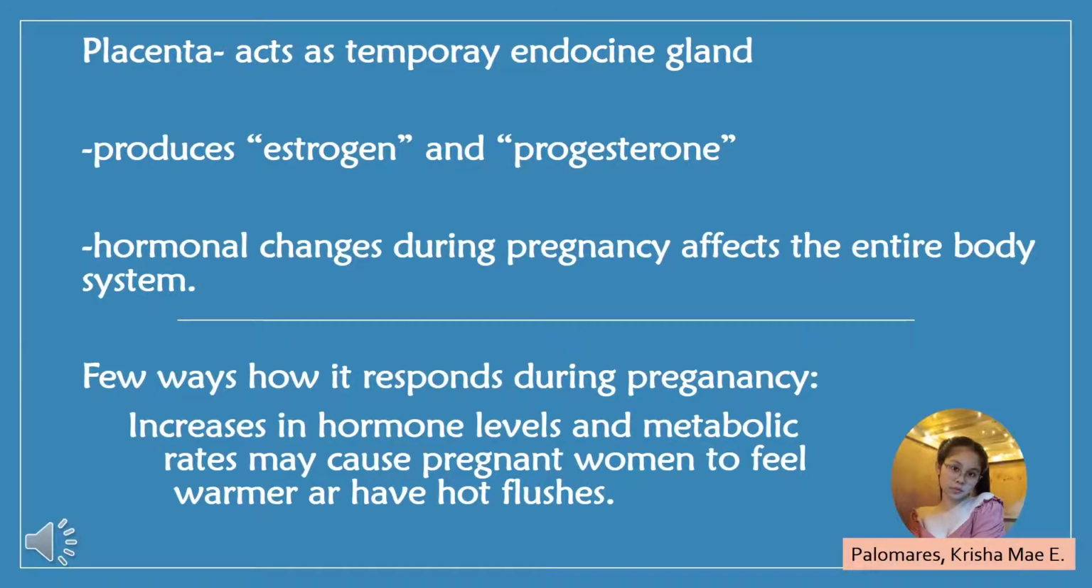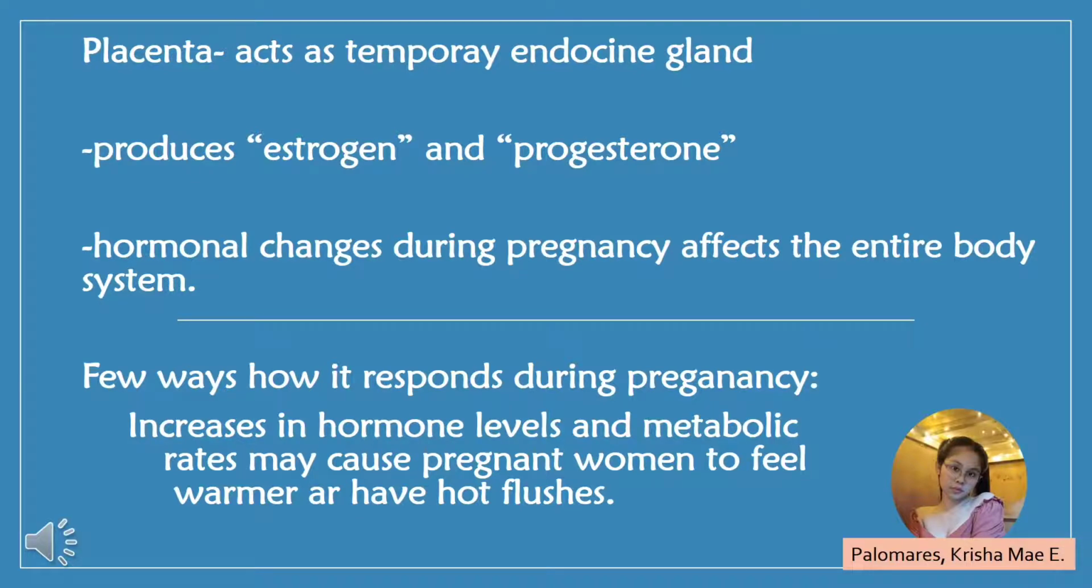During pregnancy, the placenta, which connects your baby to your blood supply, acts as a temporary endocrine system, which is a hormone-producing gland, producing large amounts of estrogens and progesterone to help the uterus grow. Hormonal changes during pregnancy affect the endocrine system. Here are just a few ways the endocrine system responds during pregnancy.